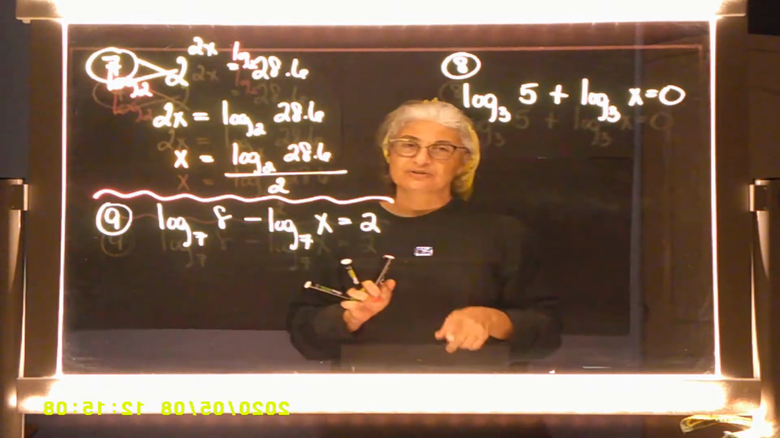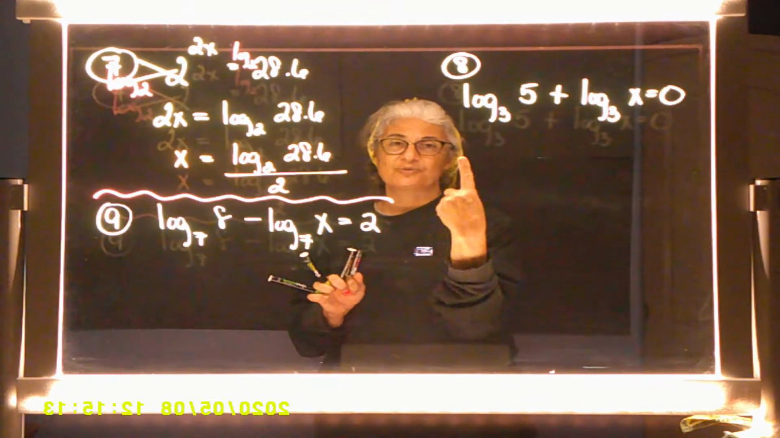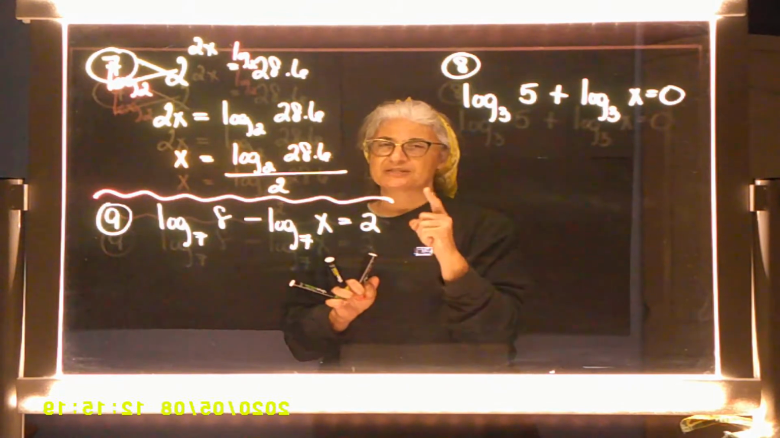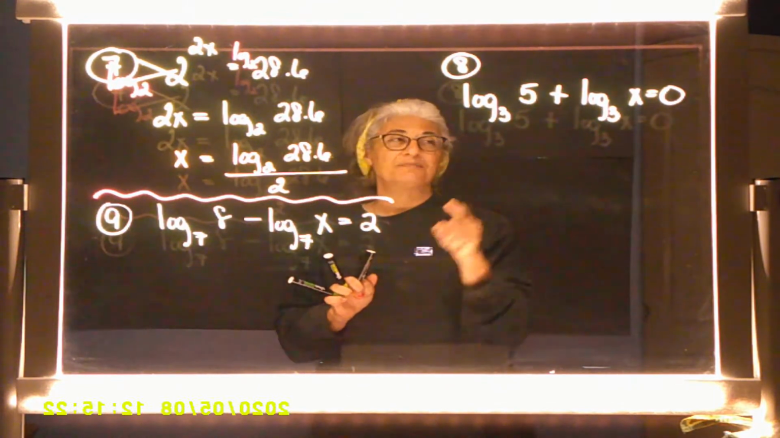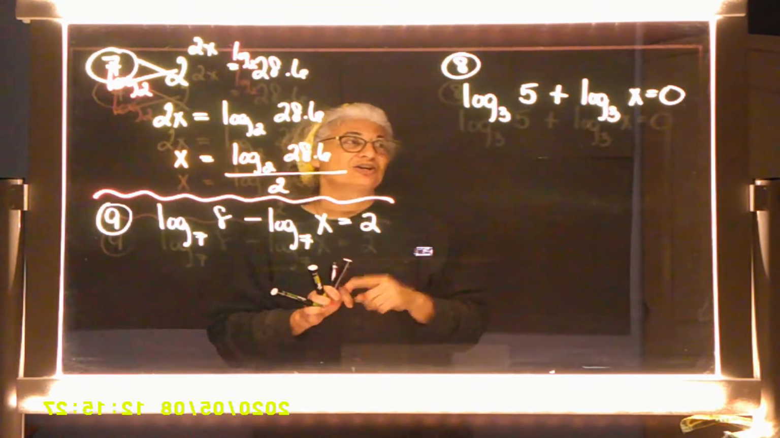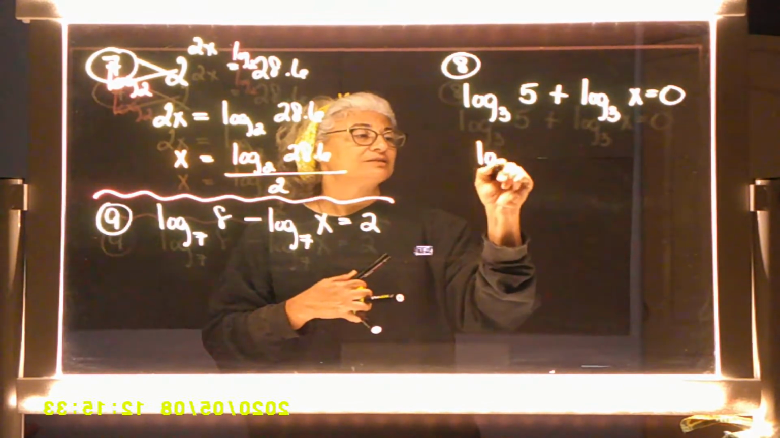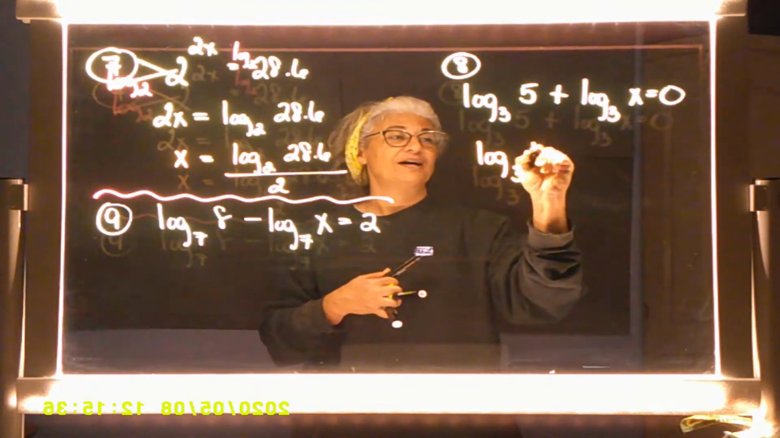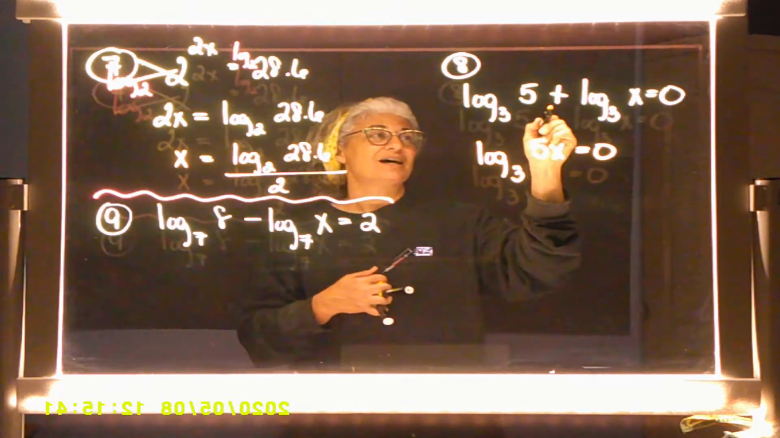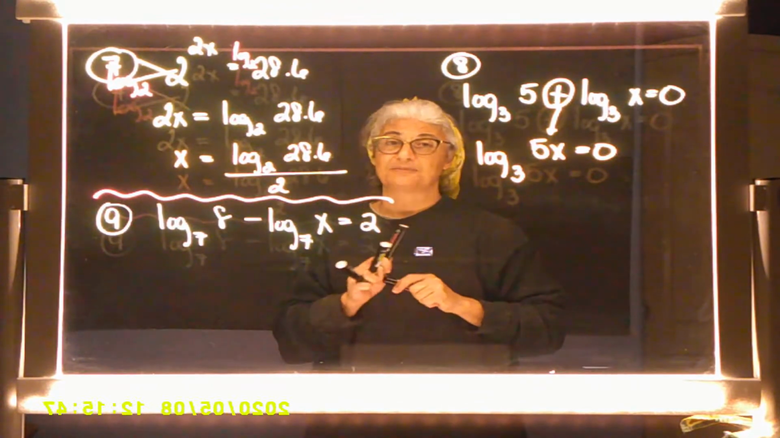Which means I don't want the word log written twice. I want it written once. So how do I recombine these so it's written one time? Good, some of you said it. The properties, right? We had the properties of logs, didn't we? But we can only recombine them when the bases are the same. Are these bases the same? Excellent, they are. Which means I can rewrite this as log base 3 of 5, good, times x equals 0. Times x. Addition goes to multiplication when you're going backwards, when you're recombining it.